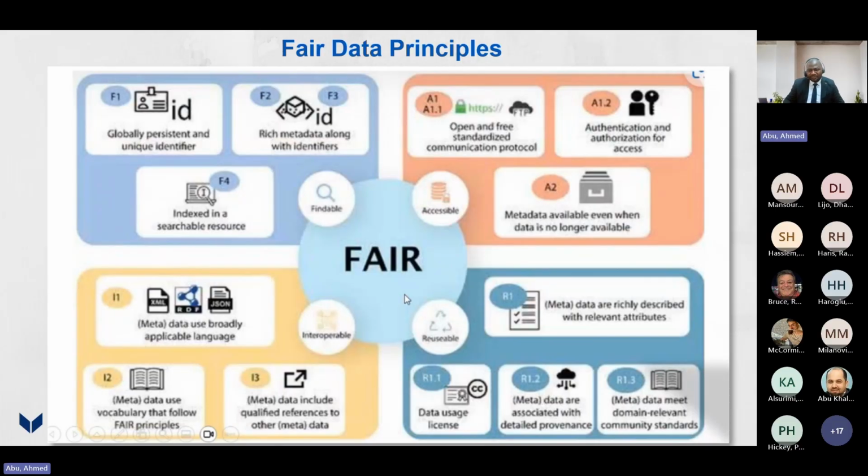Making your data FAIR starts with assigning a DOI to your data. DOI stands for digital object identifier. You assign a DOI to your data, you ensure that you have rich metadata, and also ensure that you register your data in a searchable repository like Manara. I've never seen a repository that has as many features as Manara.